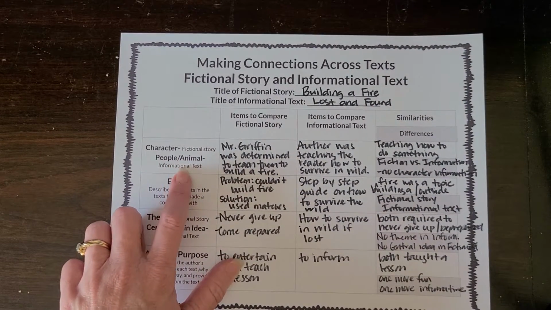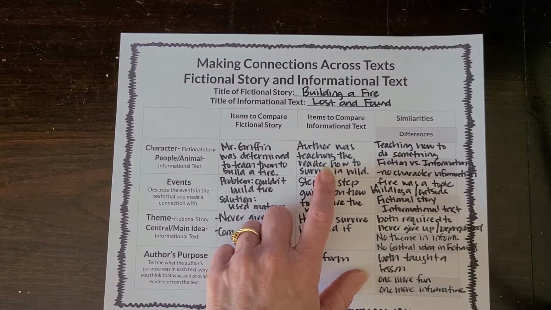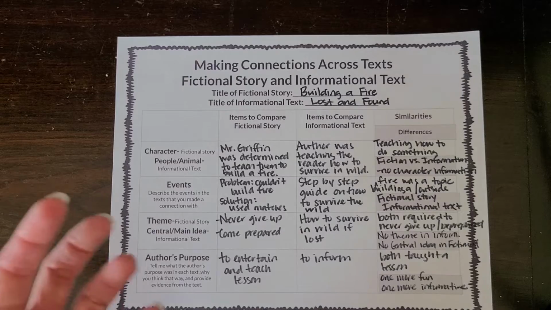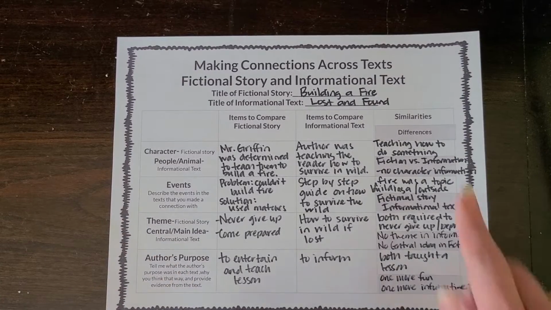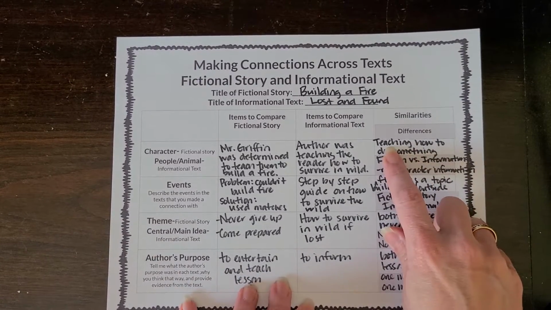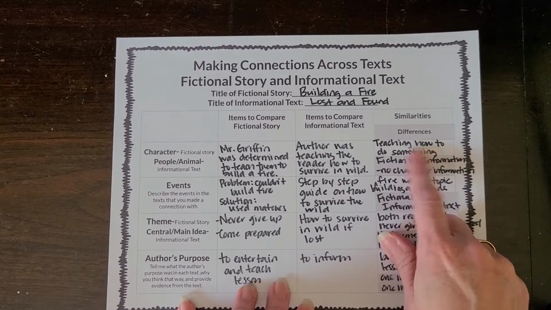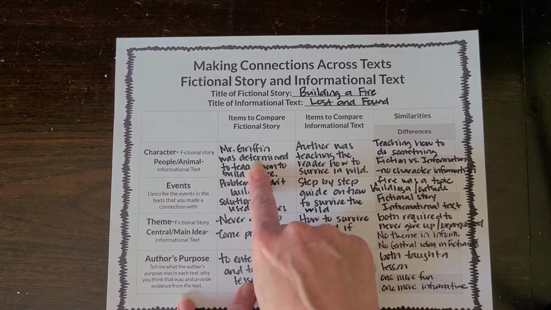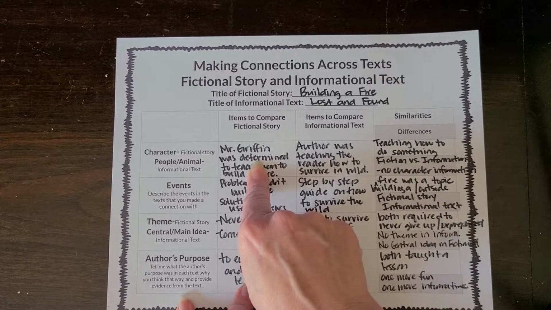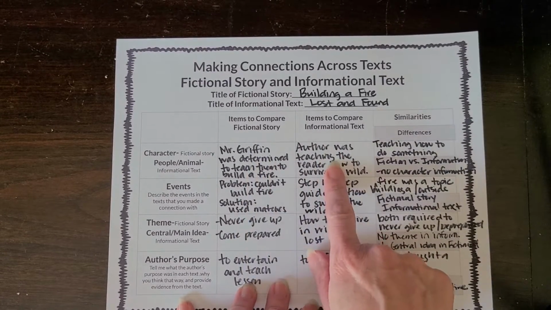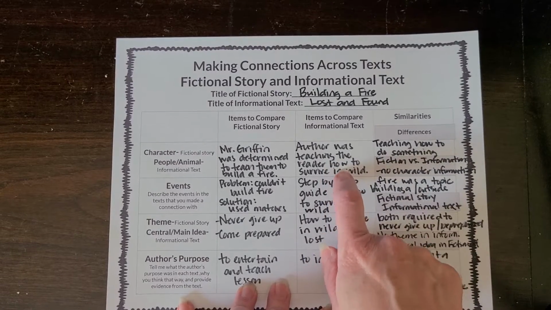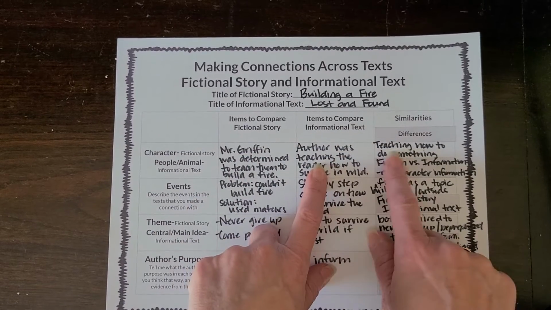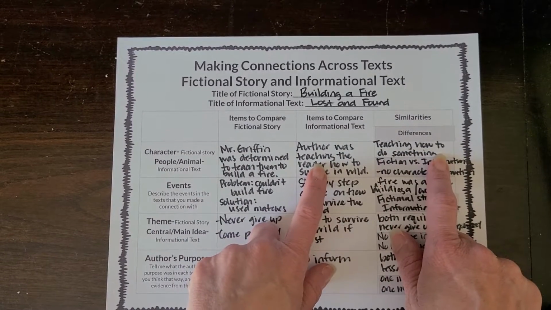The people and animals in the informational text, well, there weren't any people or animals in the text, but it was about the reader and teaching the reader how to survive in the wild. So the differences and the similarities are over here. Both of them were teaching how to do something. This one taught the reader how to never give up and to come prepared. But this one taught them how to survive in the wild. So that's how the characters are the same: he taught something and the author taught something.